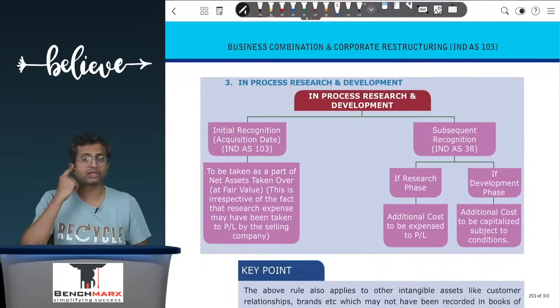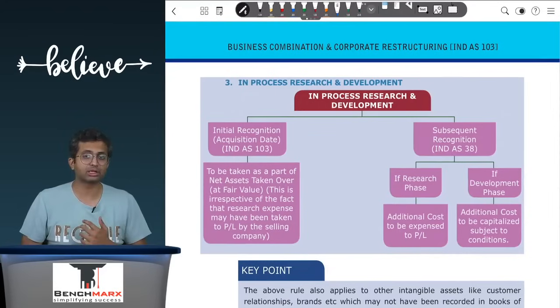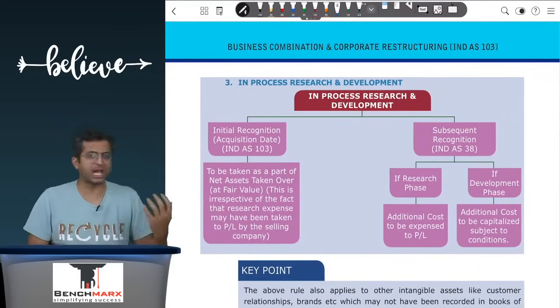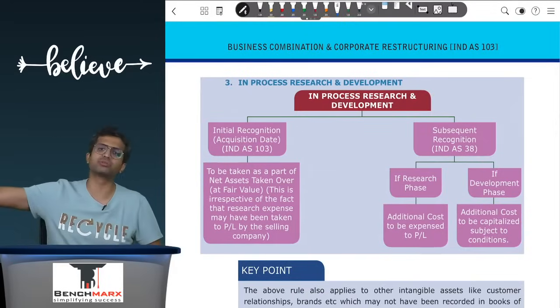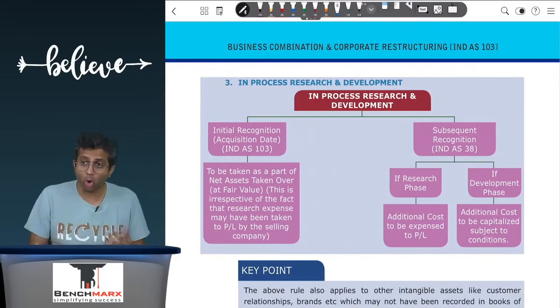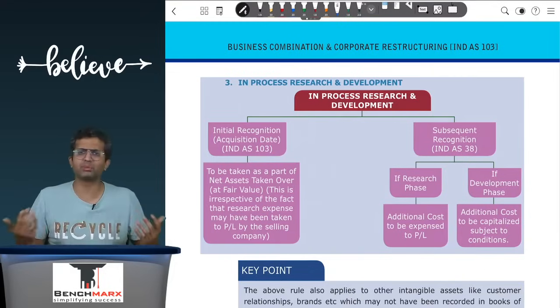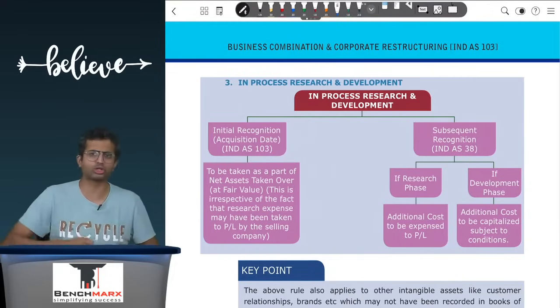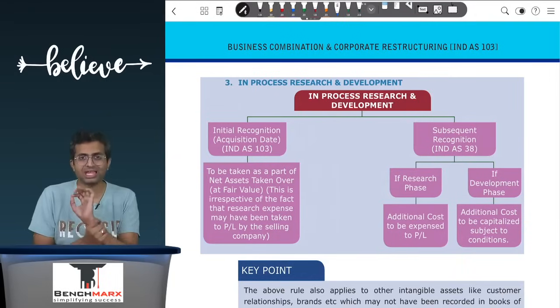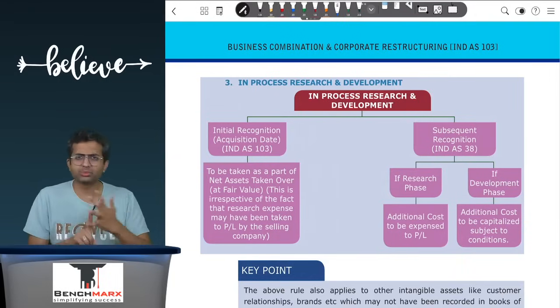Next, you go to, let us say, certain other assets like in process R&D or customer relationships or brands, etc., which were not shown in the books of the selling company. However, these items are identifiable, that is, they are separable, or there was a contractual or legal license. However, you could not record that in the books of the selling company because either future economic benefits were not certain or the cost were not measurable, whatever that be. However, at the stage of business combination, you can record and take over these items, whether it is in process R&D or it is customer lists or it is, let us say, brands, at their respective fair value.